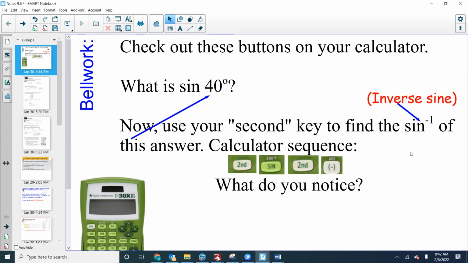You have your calculators out? You're going to need the calculators again today. All right, so we've been doing sine of an angle, cosine of an angle, and tangent of an angle.